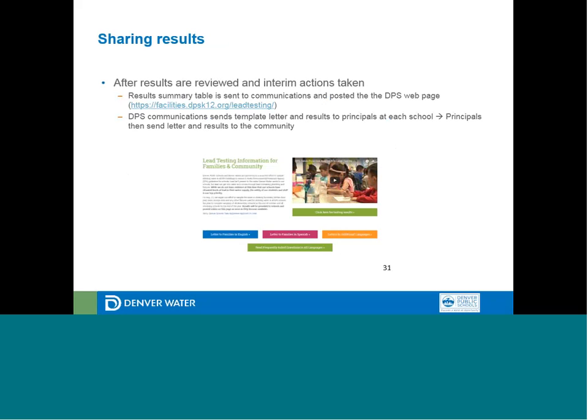We have our communications out to families, and as the results would roll in, we would finalize them, summarize the interim actions taken, and send that to our communications department. And then they would take the template letter and our results and send those to the principals at each school. And then the principals would have a nice little package to then send the letter out to the community to notify them.